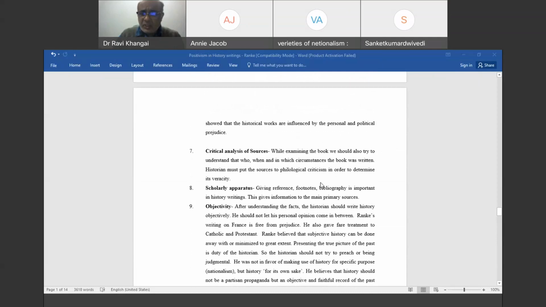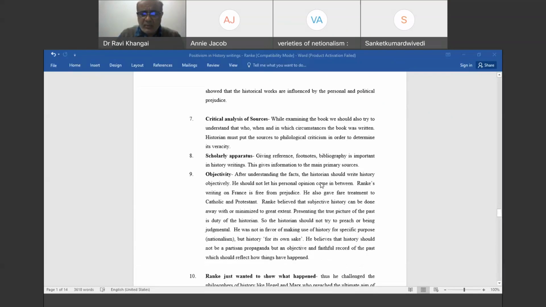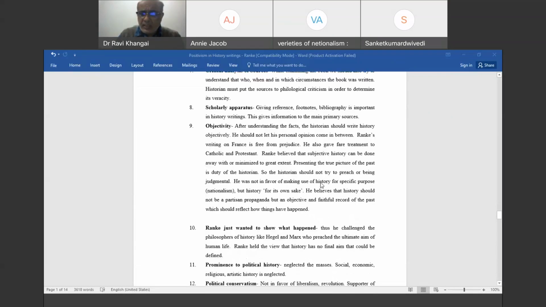Another important contribution of Ranke and the positivists is that they tried to bring objectivity into history writing. They said that a historian should rise above his identity as a person belonging to a particular nation, particular race, particular gender, and try to write history from an objective perspective. And Ranke said that the job of a historian is not to pass value judgment. He should not say that this person was bad or this person was good. He just writes whatever he has observed.